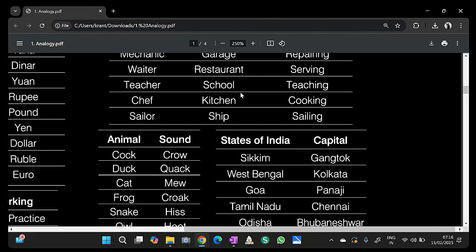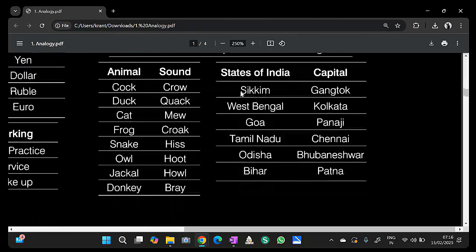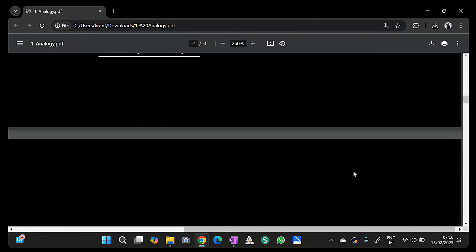Now, some Indian states with capitals. Sikkim, Gangtok. West Bengal, Kolkata. Goa, Panaji. Tamil Nadu, Chennai. Odisha, Bhubaneswar. Bihar, Patna. So all the states of India and capitals we have written. You can check it later, but you must revise all of them. We may get questions from anywhere.